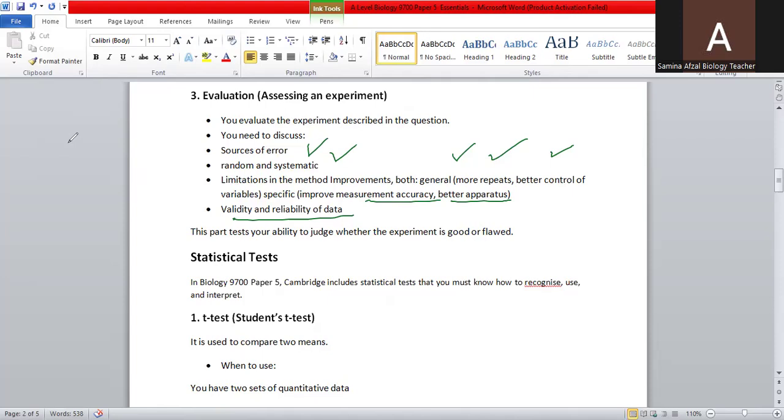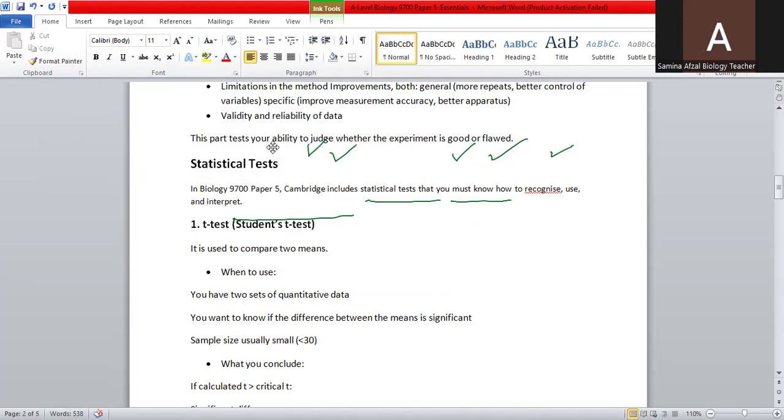Secondly, how to process the data, how to draw a graph, and how to know which part of the graph shows which patterns. And thirdly, you have to evaluate the data, whether the experiment is working or not working, whether it is good or flawed. According to the data which has been given in the paper, you must know whether this experiment is good or has some flaws in it.